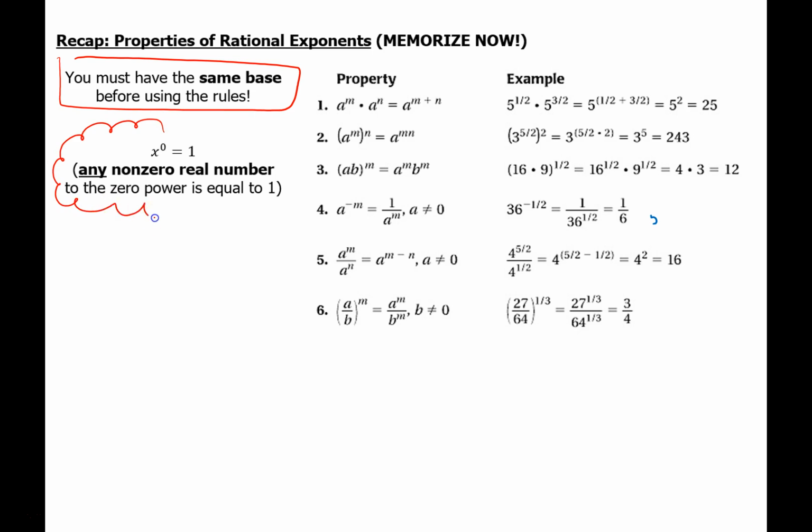The other rule that is really important that we haven't talked about yet is that if x or any number is raised to the 0 power, it's just equal to 1. It's super easy, just a quick little thing to memorize. Okay, so you have a recap here of our rules.